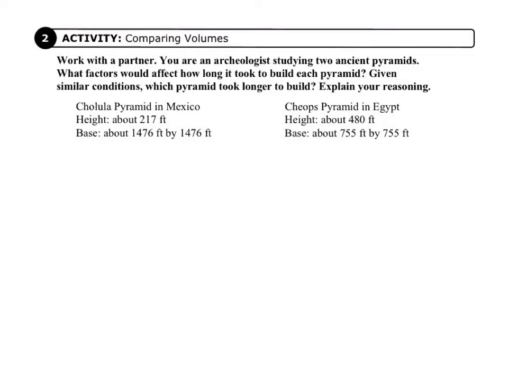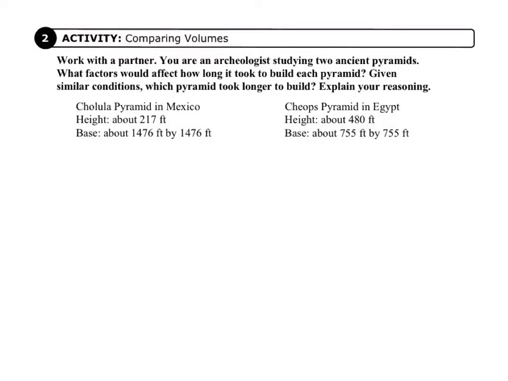The pyramid in Mexico has a height of about 217 feet and a base of about 1,476 feet by about 1,476 feet. So it's a square pyramid that's about 217 feet high. The Cheops Pyramid in Egypt is about 480 feet high, and its base is about 755 feet by 755 feet. So, we're going to compare those by asking a few questions.